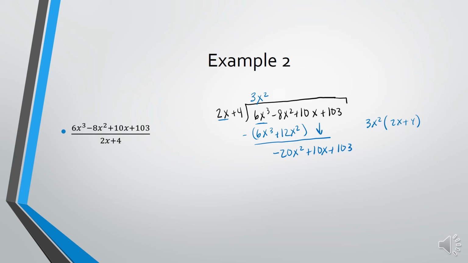Let's do it again. What should I multiply 2x by to get to negative 20x squared? Probably negative 10x. Now that I've written that up there, I'll have to multiply. So negative 10x times 2x plus 4, which gives me negative 20x squared minus 40x. Multiply and subtract. Your 20x squareds go away. I'm left with 50x because that negative 40 becomes positive, plus 103.